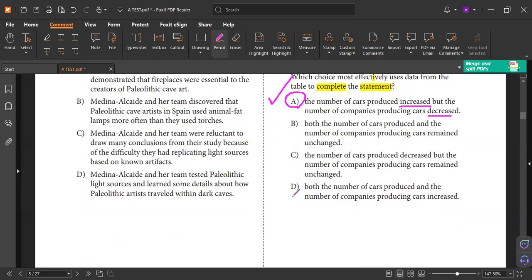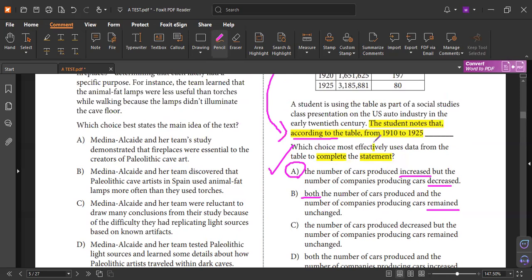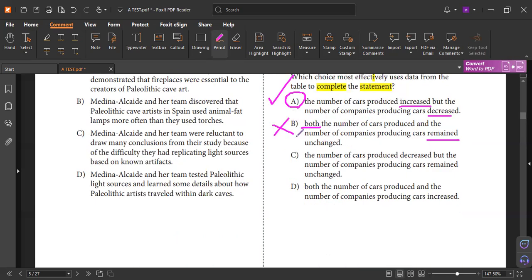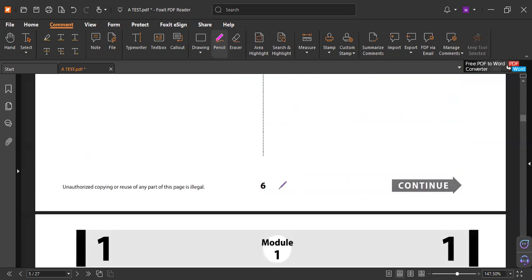So don't read B and C, D. But you can just have a very quick look. Both of them remained the same number? Without looking again, it's wrong. The number decreased. How it's increased? Wrong. Both of them produced the same? Wrong. That's all. But very quickly, because all of these questions are for low score. Now we jump.